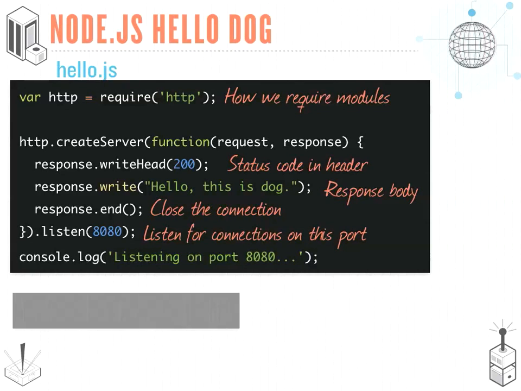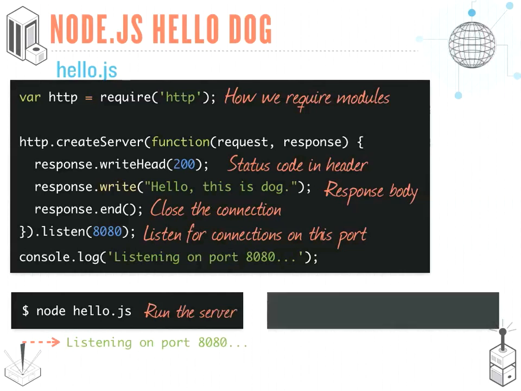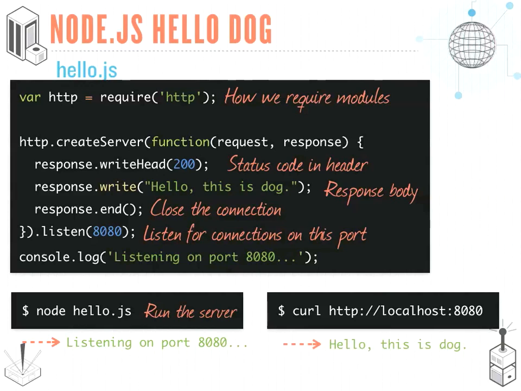If we run the server on our command line, we're going to see that it prints out listening on port 8080. And then if we use the curl command line tool to hit the server, it's going to return to us, hello, this is dog. We could also just call up our browser and go to that port, and we would get the same result.